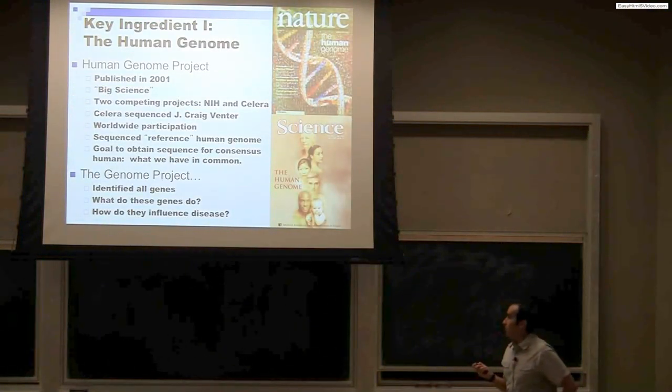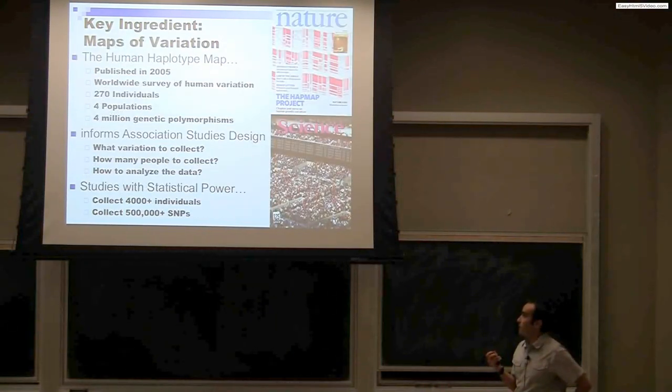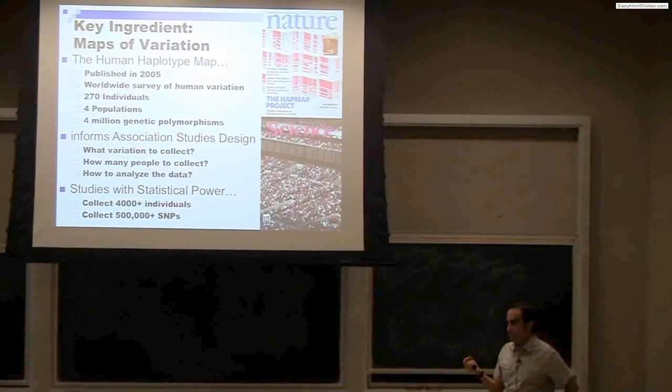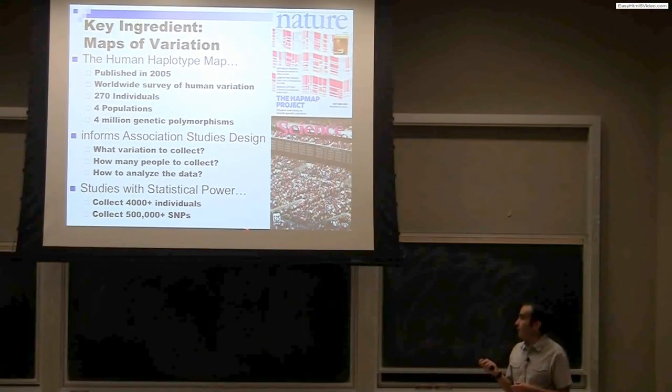And so, again, why are we talking about this now? The key ingredients were, one, the Human Genome Project, which gave us where all the genes and all the DNA of humans are, identified all the genes, and what these genes do. I would say that was in about 2000. In 2005, they figured out what all the variation is in the population. They collected 270 individuals, and after they did the HapMap project, they were able to figure out how to do a study to look for these genetic variants. And what they found was that you need to collect about 500,000 genetic variants in 4,000 individuals.